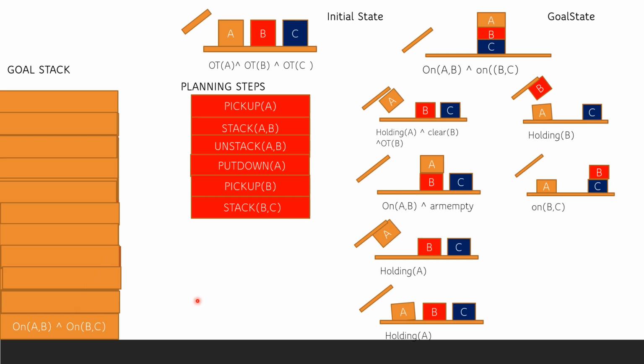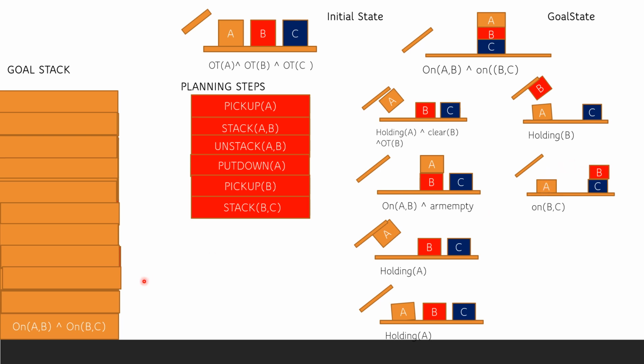Now what happens is, initially we had to place on AB and on BC. We achieved on AB, but while achieving on BC, on AB was undone. So this is what exactly we were talking about. These two goals are dependent on each other. They interact with each other. We achieved on AB separately, but while achieving on BC, we undid it, or this unstack of AB was done, and now we have on BC achieved, but on AB is still pending.